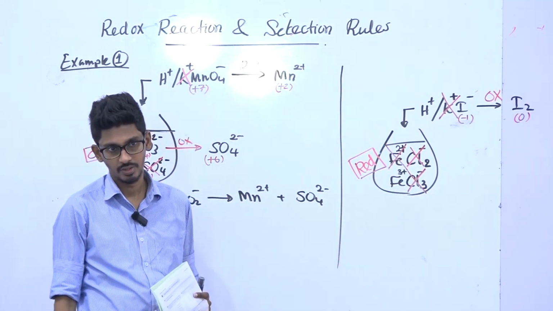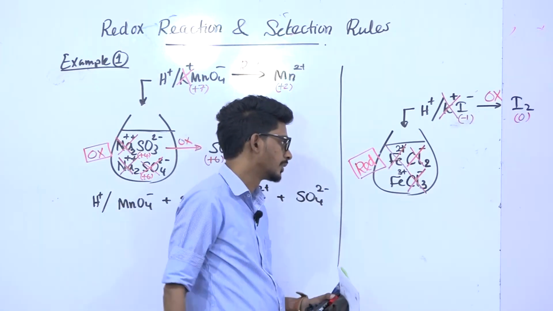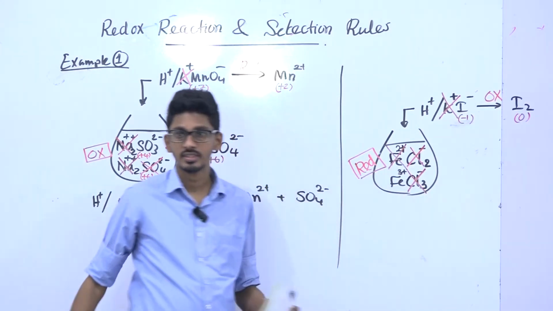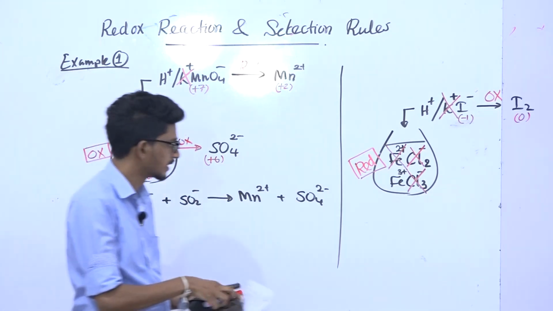Anyone in their lowest oxidation state can't be reduced. Then what is the only possible reaction? The Fe3 plus going towards Fe2 plus.